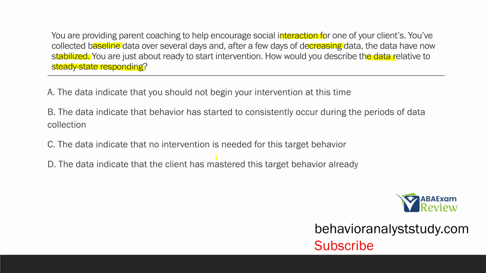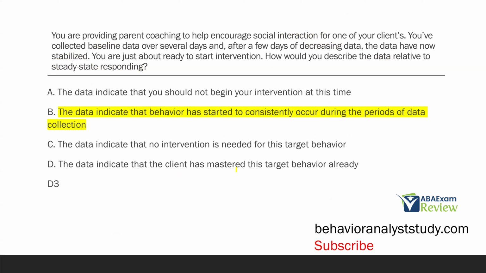C, the data indicate that no intervention is needed for this target behavior. That's not what it indicates at all. If there's a trend in baseline, right, either decreasing or increasing, that can indicate the need or not need for intervention, but that is not the case here. The data is stable. And then D, the data indicate that the client has mastered this target behavior already. Again, if there's a trend, increasing or decreasing, that could indicate one way or another the current skill level or the need for an intervention. That's not what we're dealing with here. We've got a steady state of responding, so the data indicate behavior started to consistently occur during the periods of data collection.